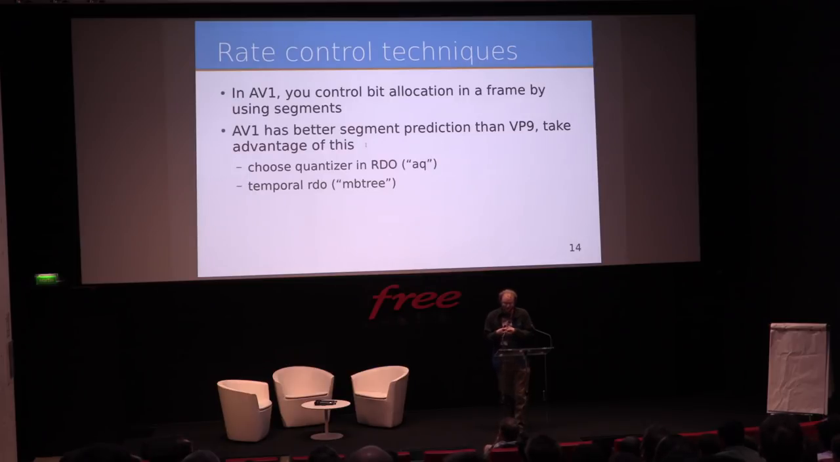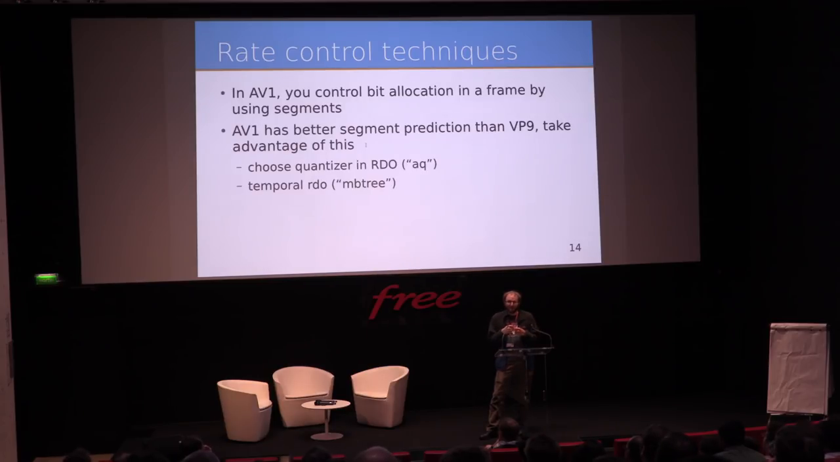What else do we have? We have rate control techniques. So in AV1, you control bit allocation in a frame using segments. This is a concept that's not really in H.264, but you basically have each block have a segment ID, and that segment ID can have various things attached to it, like a quantizer. One thing that AV1's bitstream got is the ability to code this way cheaper.